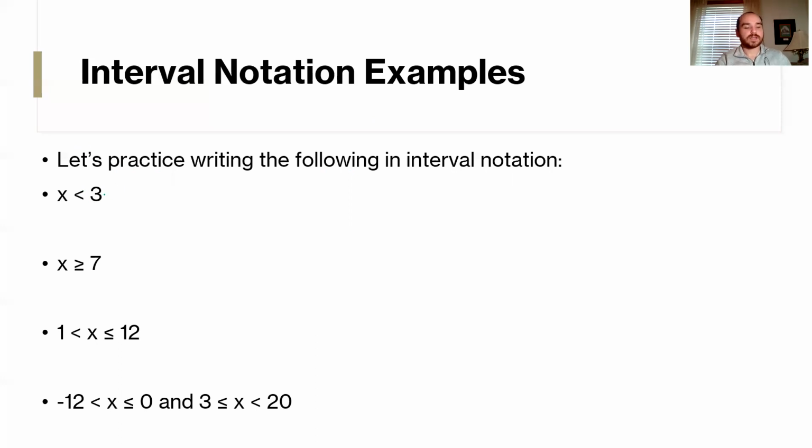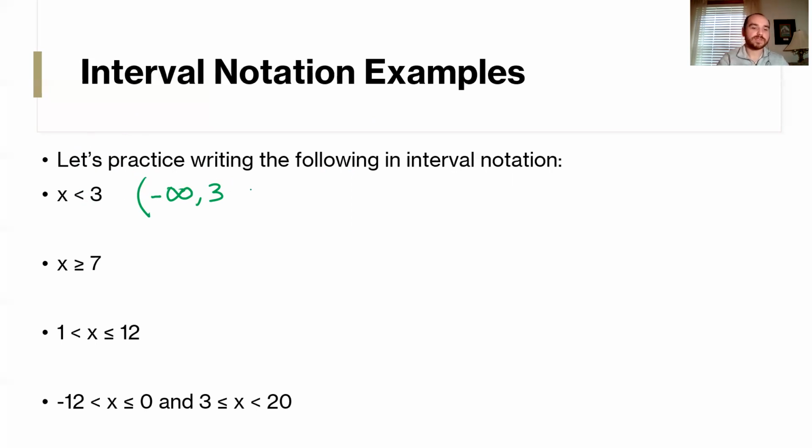So first of all, x is less than 3. I have no minimum value here, right? I can go on to negative infinity. So we know negative infinity is going to be my lowest value. And then my biggest value possible is going to be 3. But 3, negative infinity is not included. Negative infinity and infinity will always have a normal parentheses.